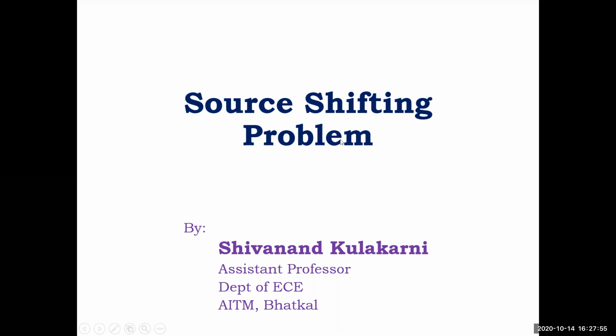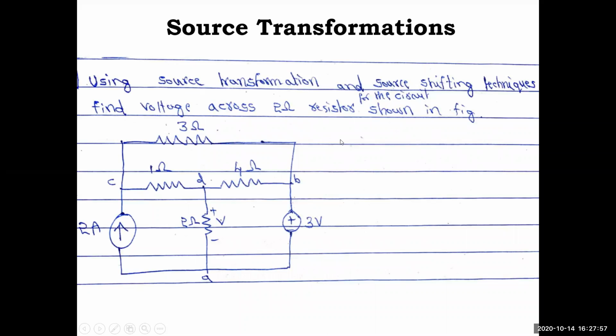Problems. Note down the problem. Using source transformation and source shifting techniques, find voltage across 2 ohm resistor for the circuit shown in figure. So this is the network. You have a 3 ohm which is in parallel with again 1 ohm and 4 ohm resistor. Then in between you have 2 ohm resistor connected with this branch, 2 amps is connected, and here 3 volt source is connected.